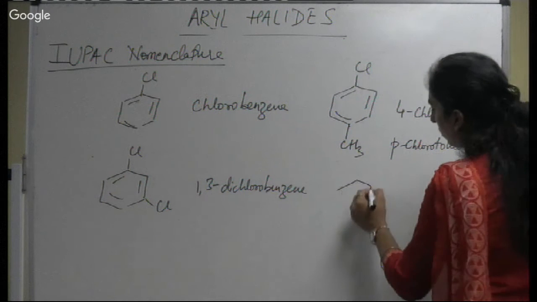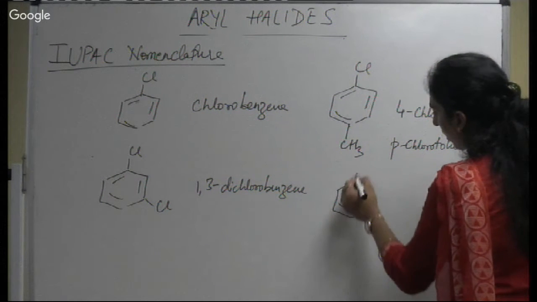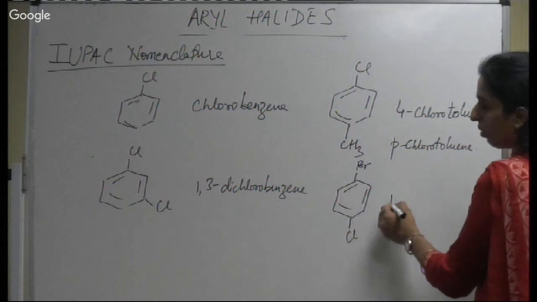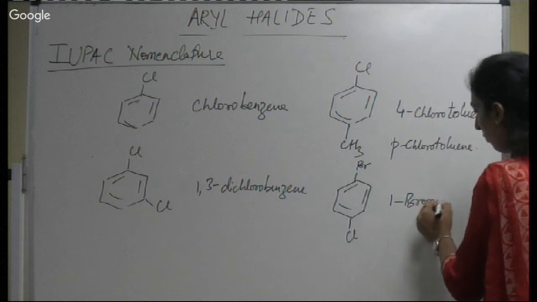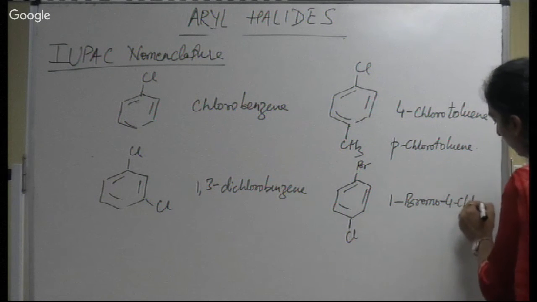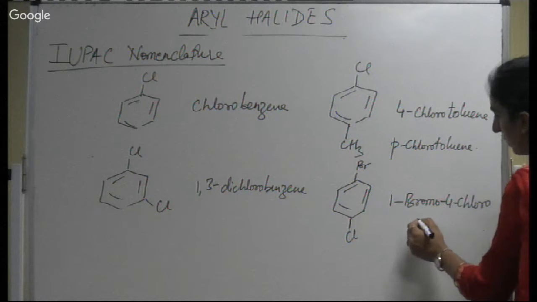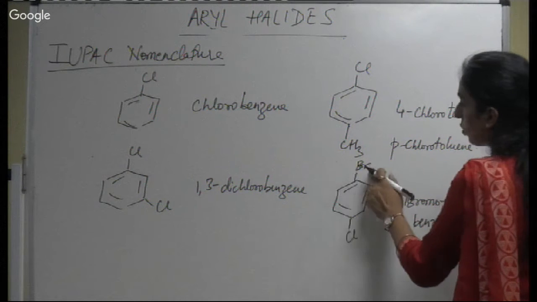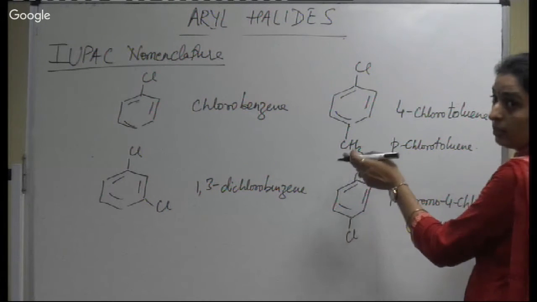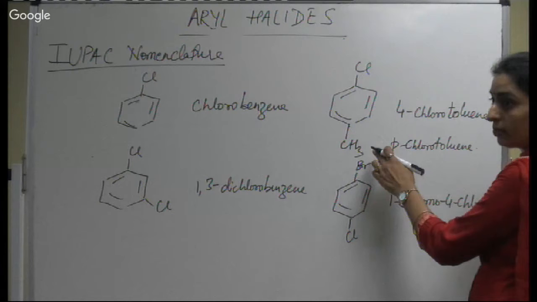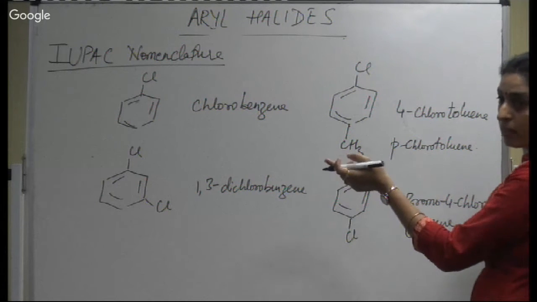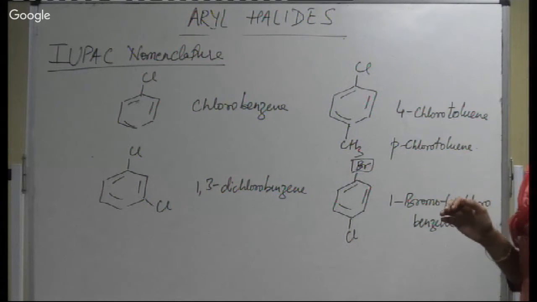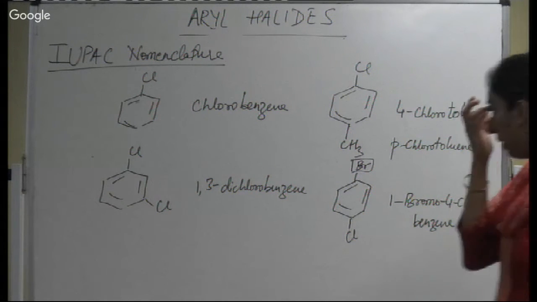Suppose you have this compound. This is bromo, this is 1-bromo-4-chloro. This is in accordance with the IUPAC nomenclature, in alphabetical order we are writing. Remember, if the substituents have the same priority, then the lower number is given to the substituent which comes first in alphabetical order. That is why we say 1-bromo, because bromine, B, comes before C. Am I clear? Okay.